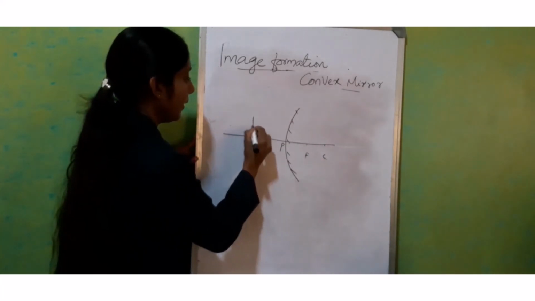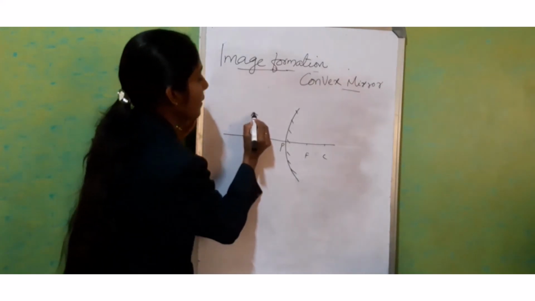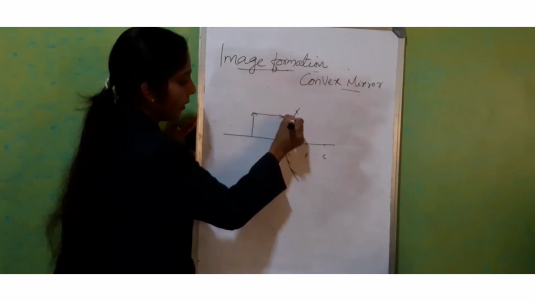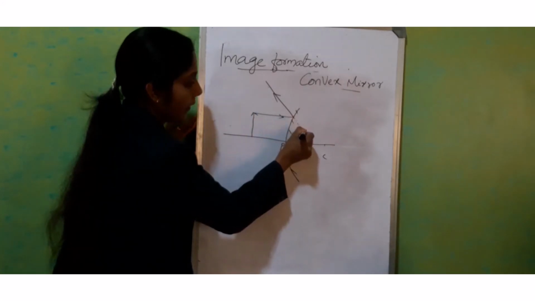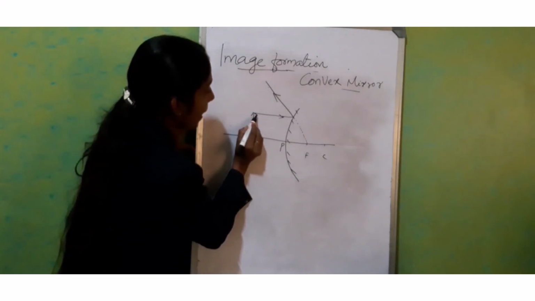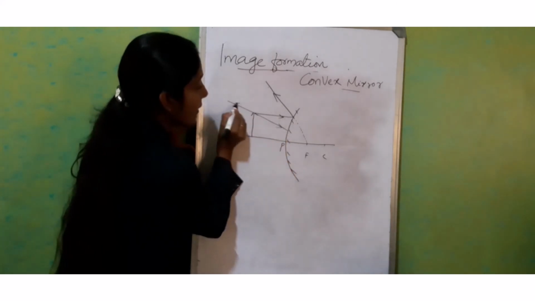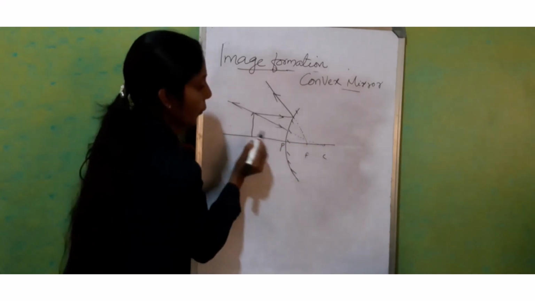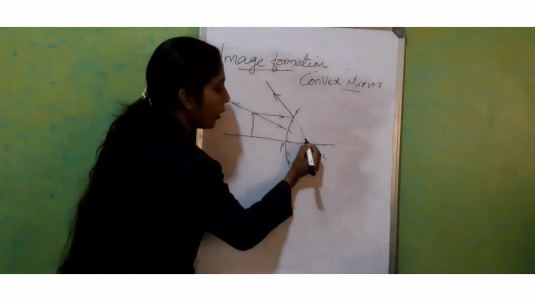Here I have the object with me. First ray parallel to the principal axis. After the reflection, this is the way it moves, and if we extend the line, we will get this on the focus. Now the second ray which is passing through the center of curvature will retrace the same path. If we extend the line, likewise it will go. So this is the point where we got the intersection.